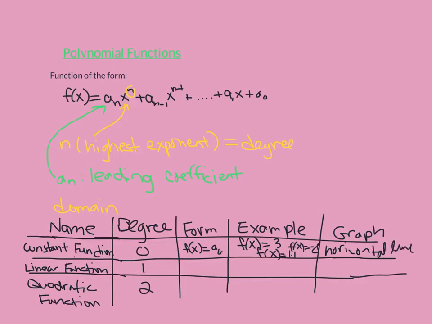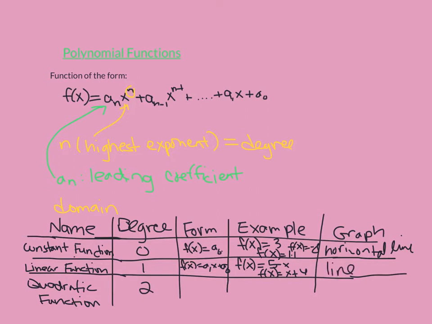The next one is a linear function. And those are the general lines in y equals mx plus b form. For example, f of x equals 5 minus x, f of x equals x plus 4. Anything that you've seen that's a line is a linear function. And like I said, it's a line.